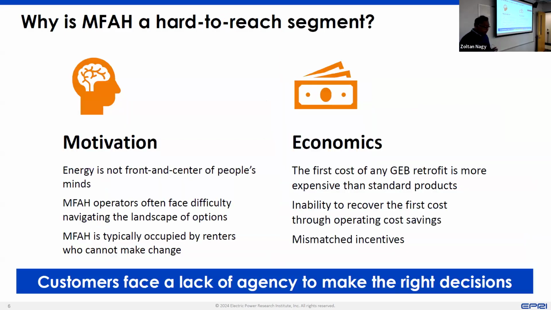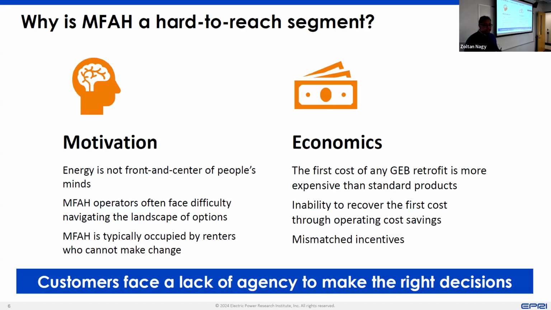So let's talk a little bit about multifamily and why it's hard. There are two reasons why multifamily affordable housing transformations are hard: one is motivation, and another is economics. The motivation issue is that, I don't know about you all, but when was the last time you thought about how much energy you're using on a day-to-day basis? You probably are thinking about it a lot because you are in Zoltan's class. But not everybody does, and the average consumer does not. So asking them to think about something that they are not motivated to think about all the time is challenging to start with.